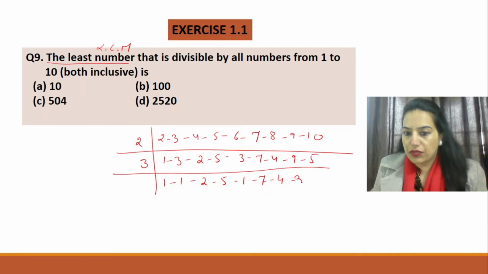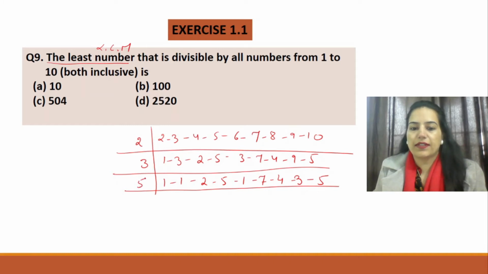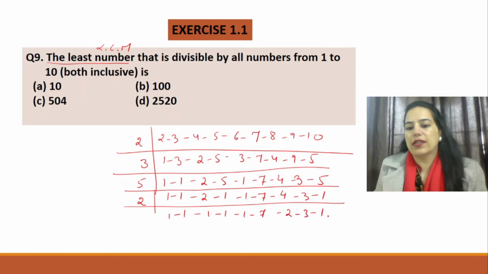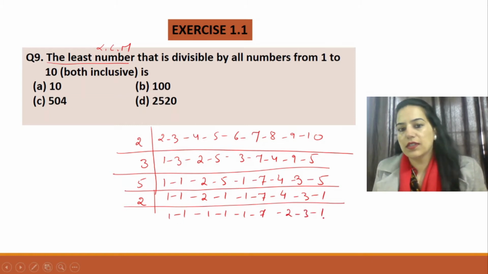and 3 and 5. Now I can still go by 5 once again. I can see 2 factors there. So 1, 1, 2, 1, 1, 7, 4, 3 and 1. Now I see that 2 and 4, there's one more, they are 2 and 4. So this will be 2, 1, 1, 1, 1, 1, 7, 2, 3 and 1. So now in the last step, all the numbers are co-prime.